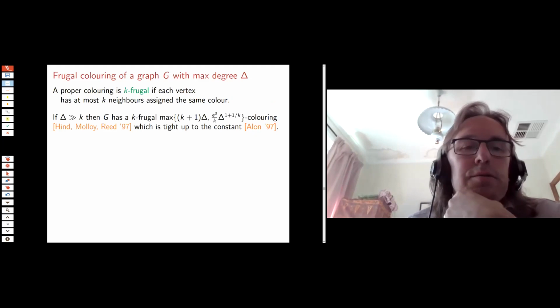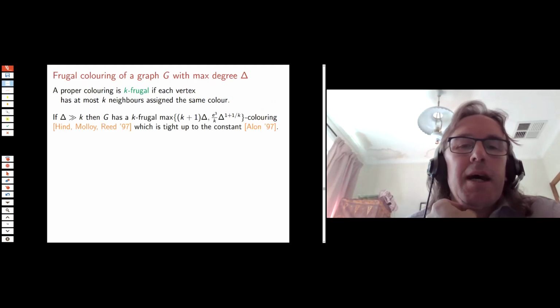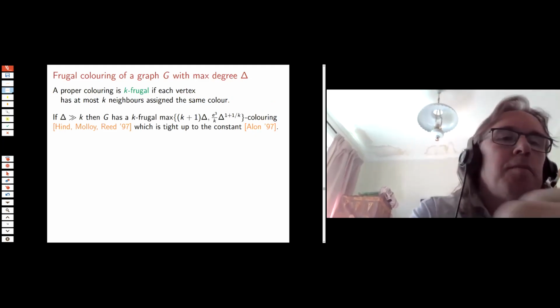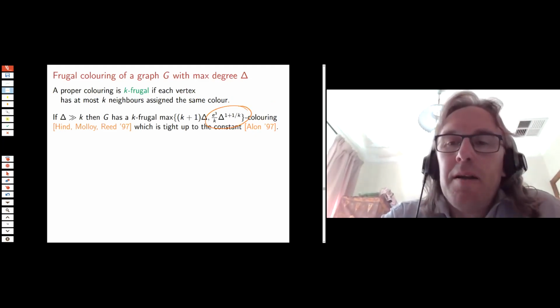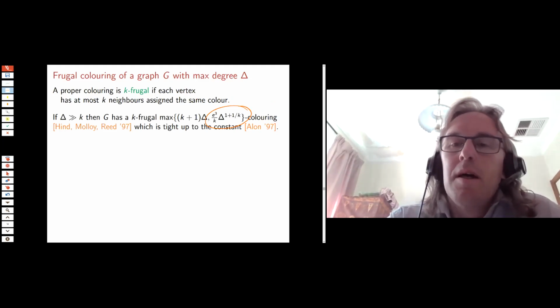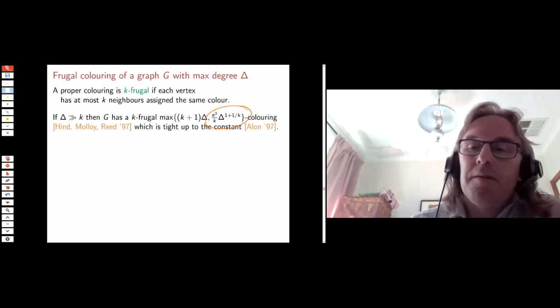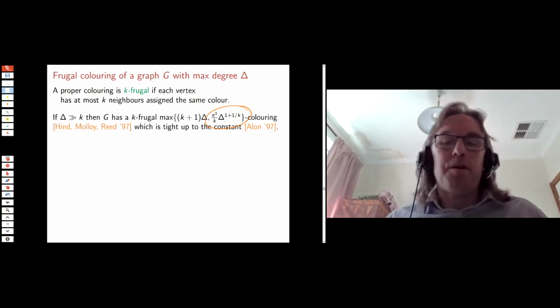Now the original result here is by Hind, Molloy, Reed. They showed that if delta is much bigger than k, then there is a coloring that's k-frugal. And the important term here is the one on the right. The main term is delta to the 1 plus 1 over k, all divided by k, times a constant of e cubed. So that's the term that really matters. In fact, this exponent, delta to the 1 plus 1 over k divided by k, is tight up to the constant factor, which was proved by a lovely example of Alon based on projective planes.